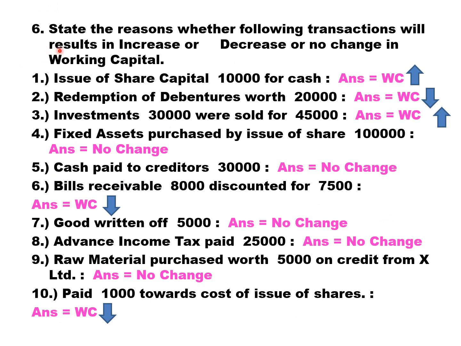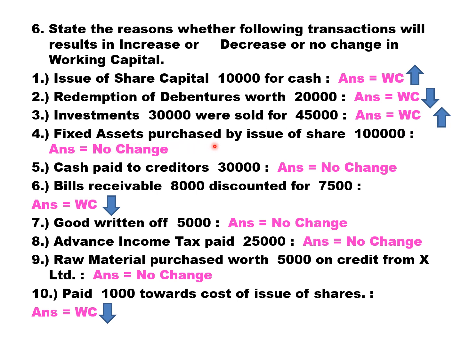So this is the sixth question, students. Issue of share capital for cash. Shares go, cash comes, increase in working capital. Redemption of debentures worth rupees 20,000. Redemption of debenture means repayment of debenture. So when you repay, cash goes out, so working capital decreases. Investment rupees 30,000 were sold for 45,000. So investment goes, cash comes, so working capital increases.